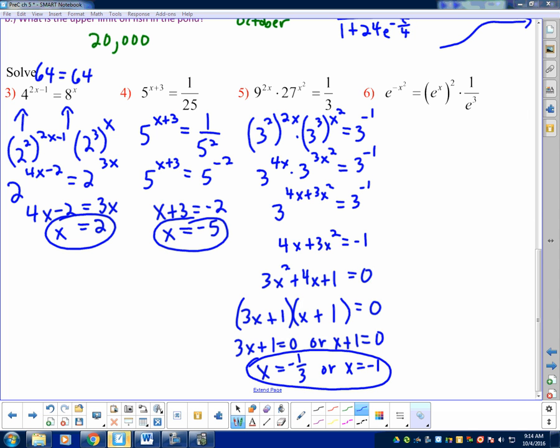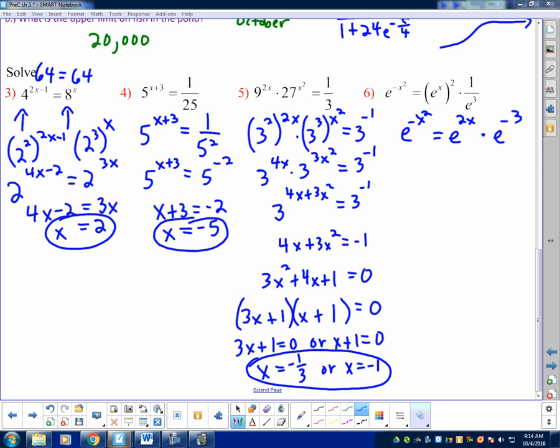All right. I changed up the base on you here with e, but it works the same way. This one is already in its base form, so e to the negative x squared, we'll leave it alone. This one is going to be e to the 2x times 1 over e to the 3rd. It's going to be the same as e to the negative 3.